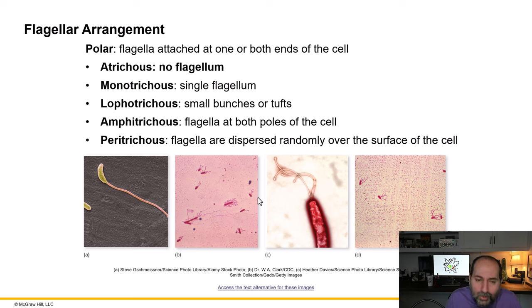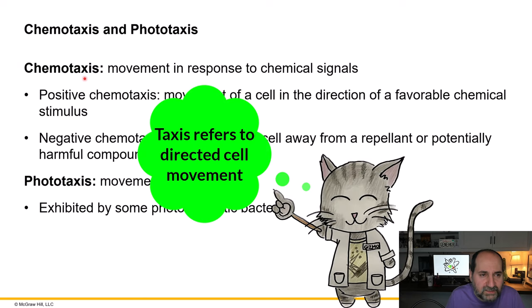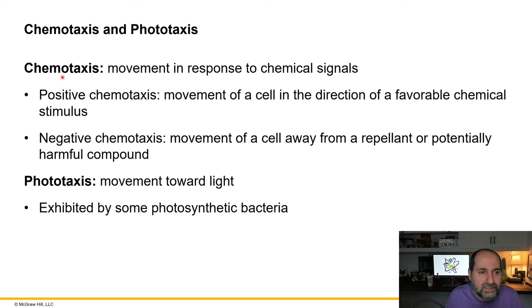And so not all bacteria are motile. Some bacteria are not motile whatsoever. Those are the atrichous ones. So what is motility good for? Motility allows the bacterium to move towards nutrients and away from hazards or toxic substances. This is known as chemotaxis. When you see the suffix taxis, this means directed cell movement. If it's chemotaxis, we're referring to movement towards or away from a chemical. If it's phototaxis, we're talking about movement towards or away from light, usually towards light.